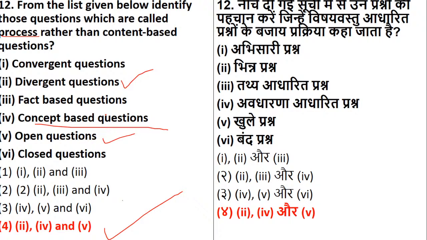Manoharan, you made a mistake. I am asking about process. Process questions are divergent in nature, they are open questions, and they are concept based questions. Whereas content based questions are convergent, they are fact based, and they are close ended. Is it clear, Manoharan? You made a small mistake.